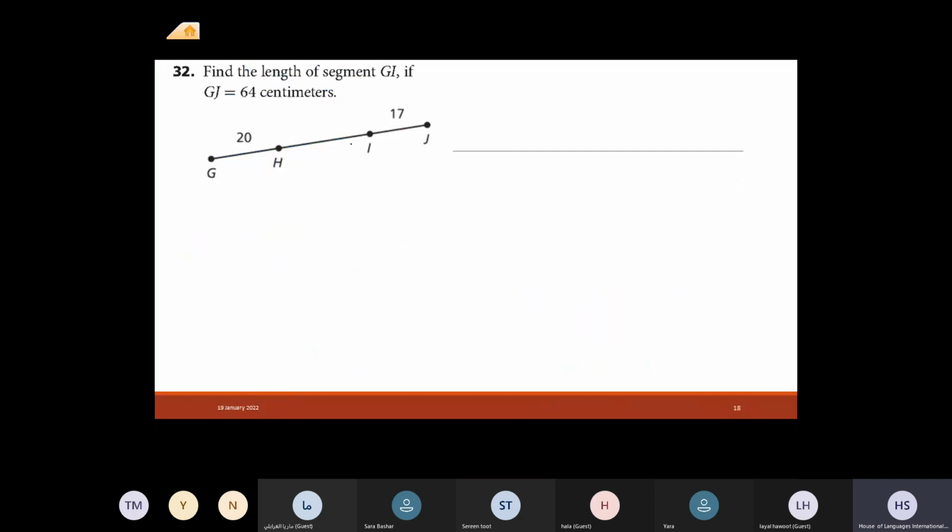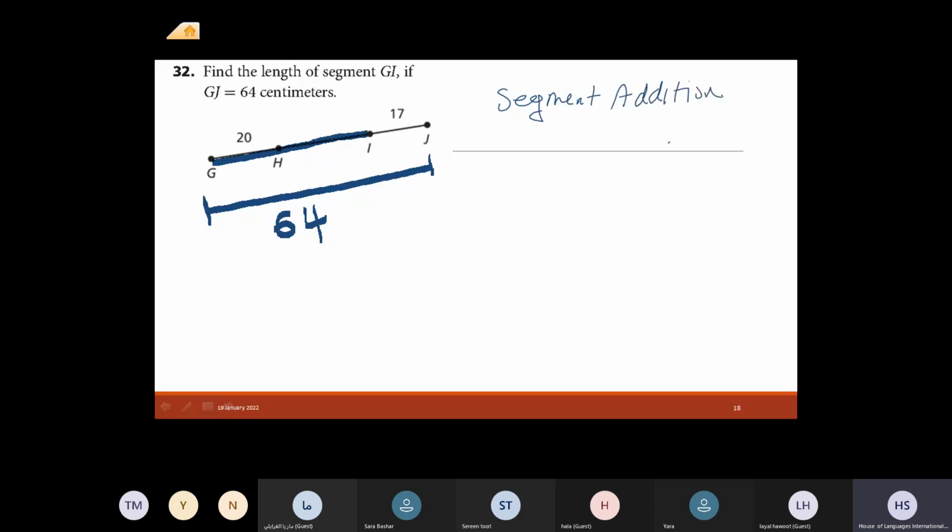Okay, it's repeated. See now, the length of GI, if you know that the length of GJ is 64. Yes, Juri. See now, they want the length of GI, if you know that the length of GH is 20, of IJ is 17, and of GJ is 64. How will you find it? Where will you use the segment addition postulate.